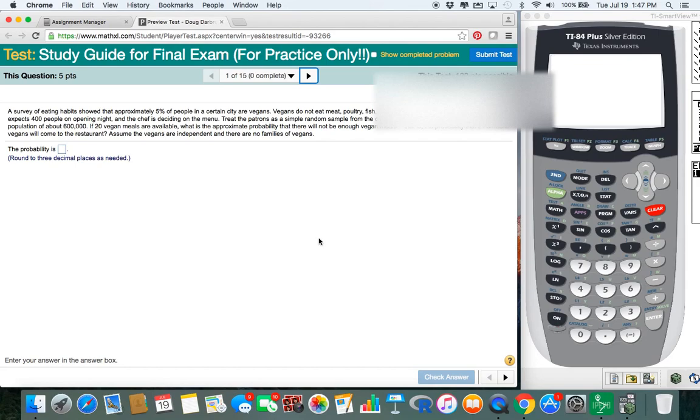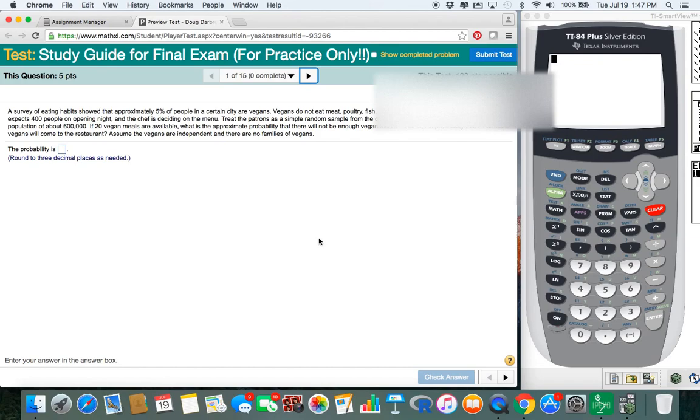A survey of eating habits showed that approximately 5% of people in a certain city are vegans. Vegans do not eat meat, poultry, fish, seafood, eggs, or milk. Well, that's no fun. A restaurant in the city expects 400 people on opening night, and the chef is deciding on the menu. Okay, seems reasonable application of statistics, right?